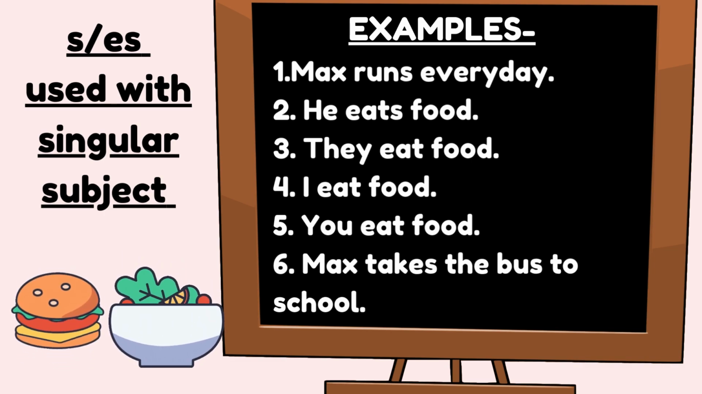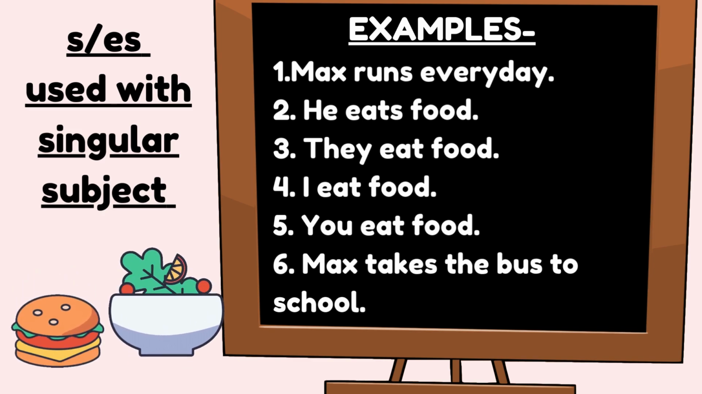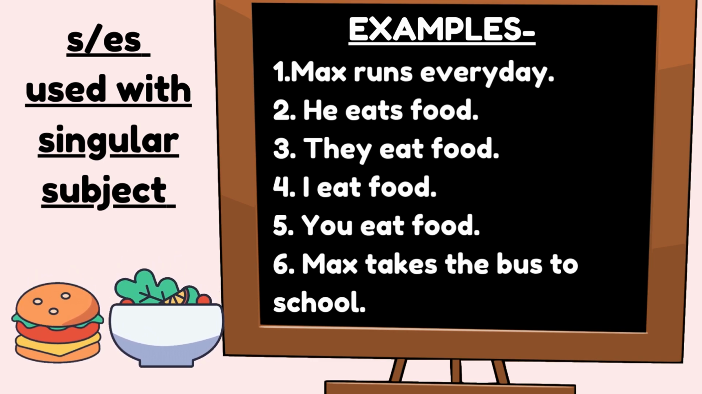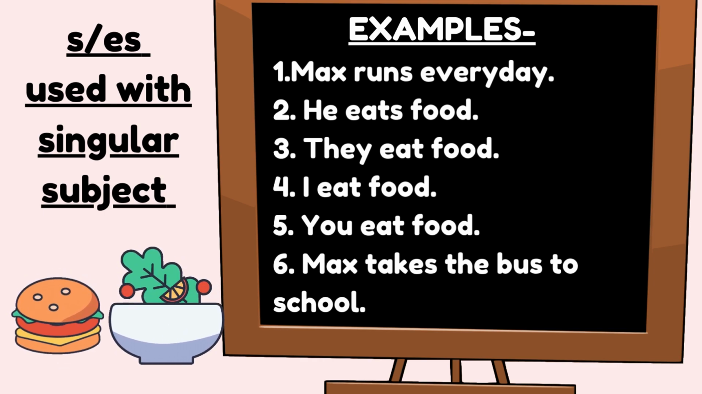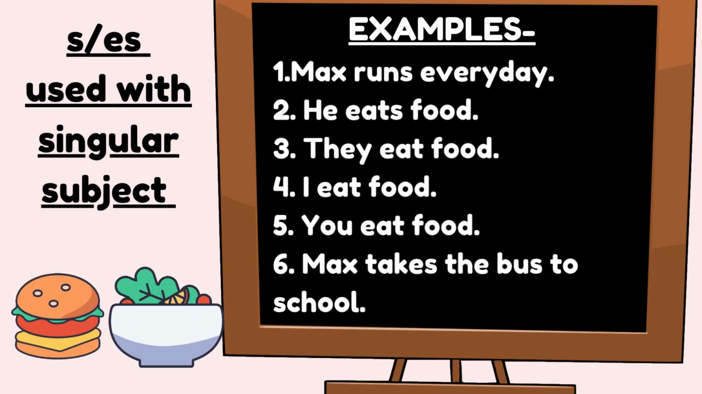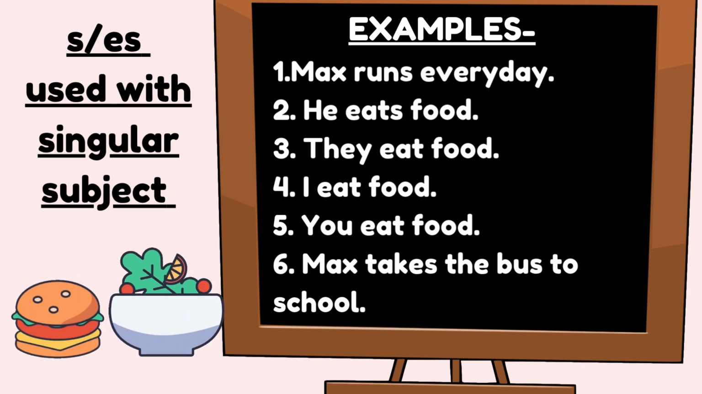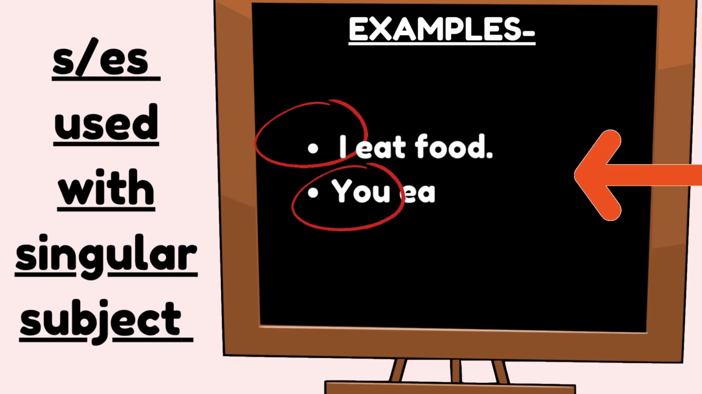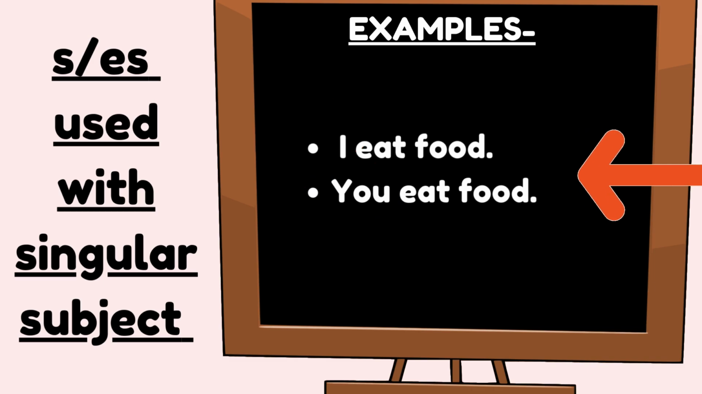These sentences are in simple present tense and follow the rule of S or ES, which is added with a singular subject. So Max is a singular subject, so the verb has taken S with it. Max runs. He eats. But the third sentence, they eat food. They is a plural subject, so it will not take S or ES with the verb. I eat food. We do not use S or ES with I and you. These are the two exceptions. I eat food, you eat food.